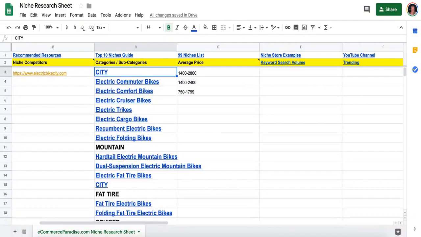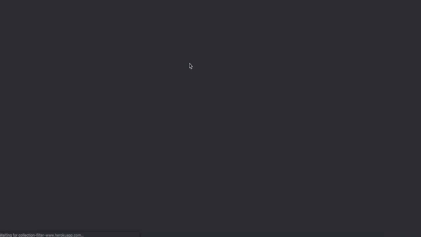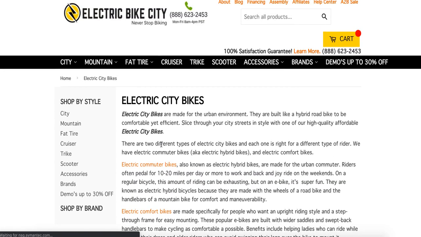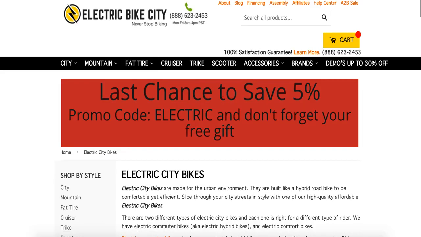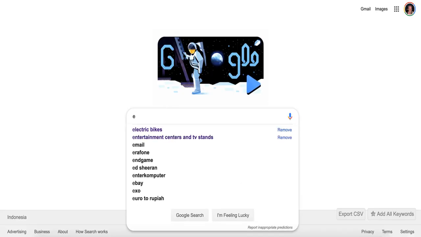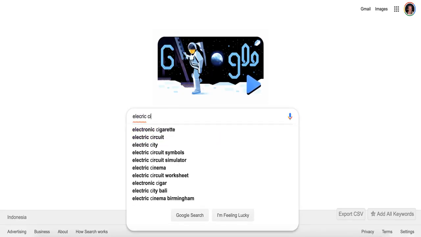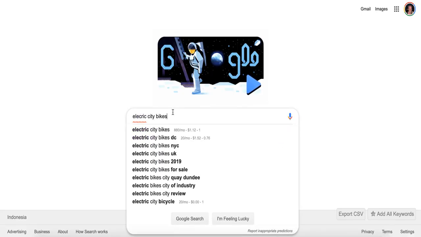In order to find the search results, what we're going to do is open the category up, because sometimes the name of the category isn't necessarily the keyword we should look up. For example, here they just put city, right? But that's not the keyword. The keyword is electric city bikes, and hopefully that's a good keyword. And we'll find out right now.